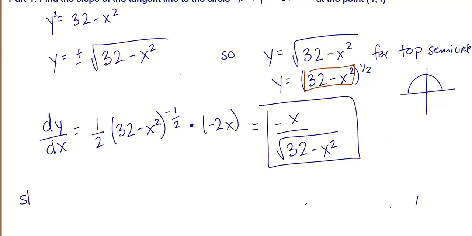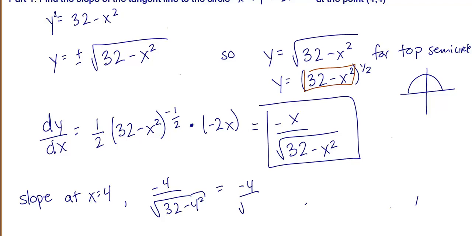And we could say my slope at x equals 4, since I wanted it at the point (4, 4), is going to be negative 4 over the square root of 32 minus 4 squared, which is negative 4 over the square root of 16, or negative 1. So that's my final slope of the circle at the point (4, 4).